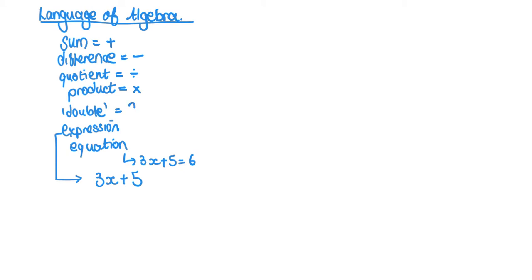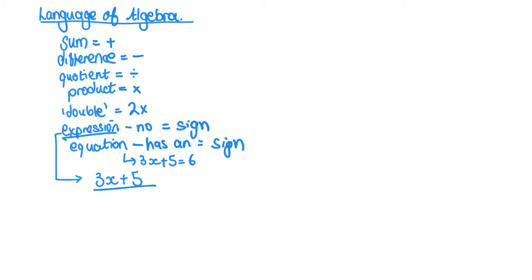Double means 2 times something. And what we have to look at is the difference between an expression and an equation. An expression has no equal sign, so something like down here, 3x plus 5, while an equation has an equal sign. Those are the two differences. I'll do a whole video on equations later, but for now we're looking at expressions.